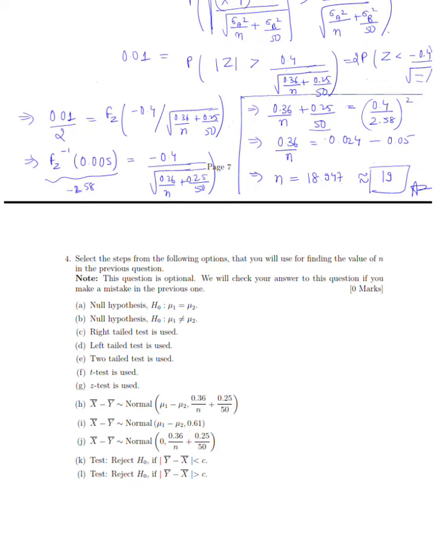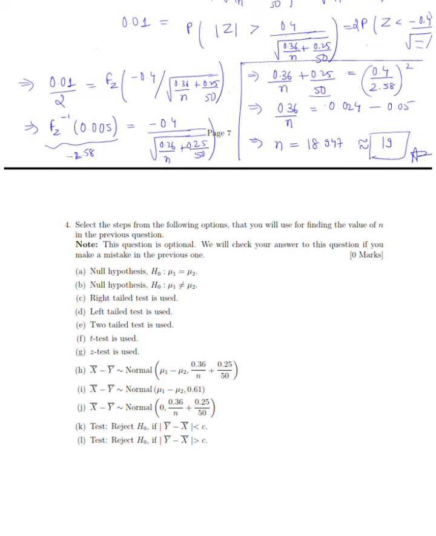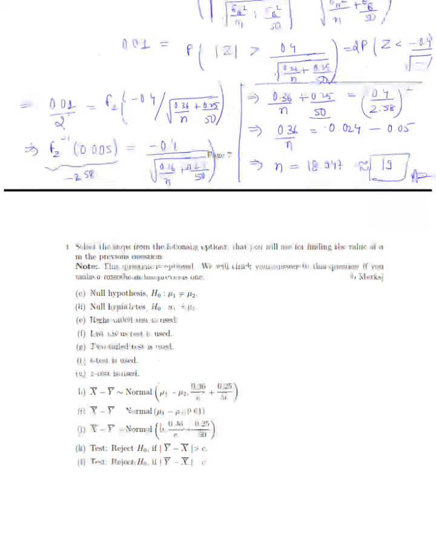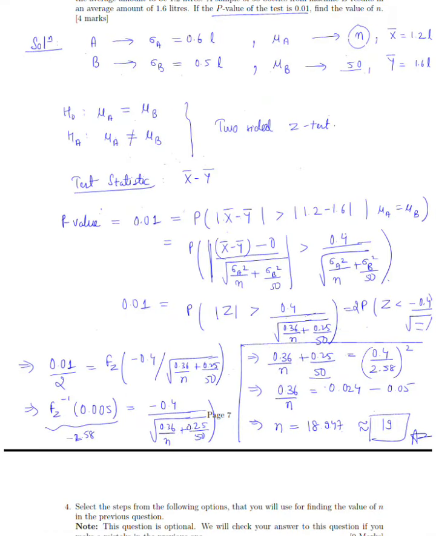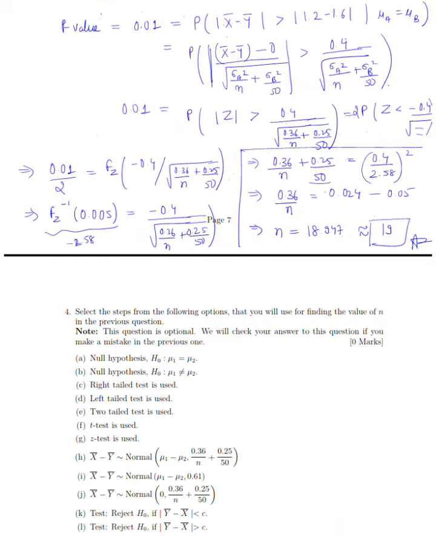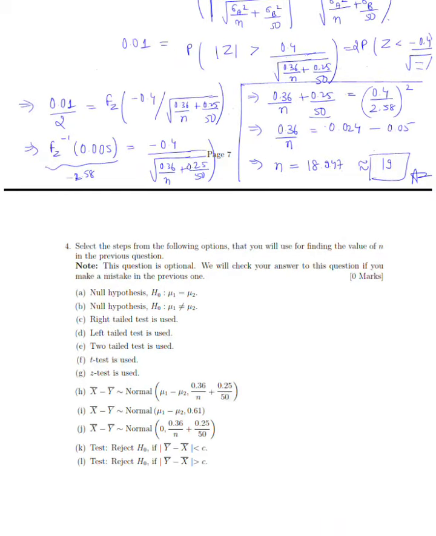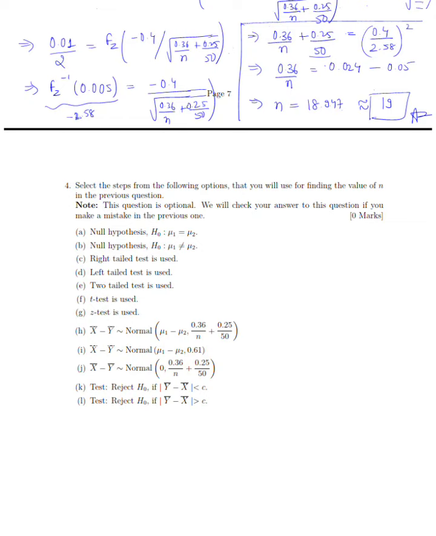Let's move to this question, that is, select the steps from the following options that we will use for finding the value of n in the previous question. So whatever steps you have used to find the value of n, you have to mark it here. This is an optional question and it will be evaluated only if you have made some mistake in the previous one. I mean, in finding the value of n, if your answer is wrong, then only this question will be evaluated. Let's mark the options.